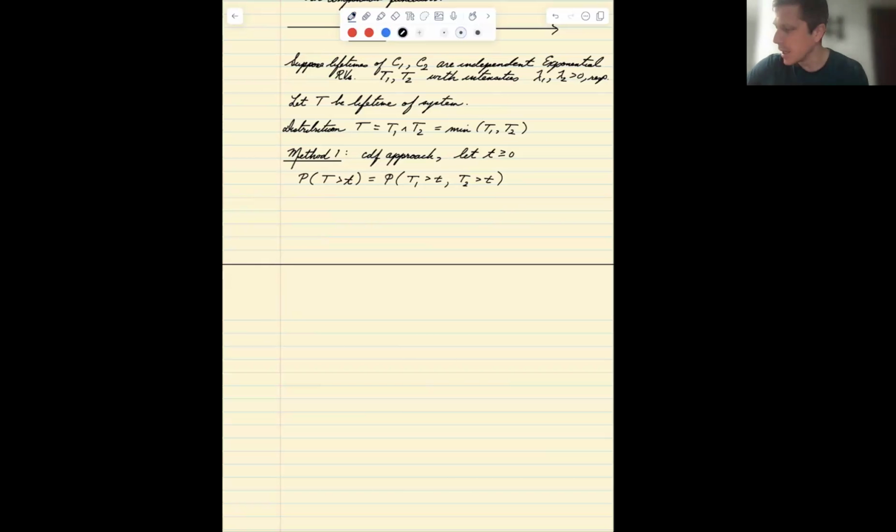So by independence, this is going to be equal to the probability that T1 is greater than t times the probability that T2 is greater than t. And by assumption, these are the exponential survival probabilities. So it's e to the minus lambda 1 t times e to the minus lambda 2 t, which is e to the minus (lambda 1 plus lambda 2) t.